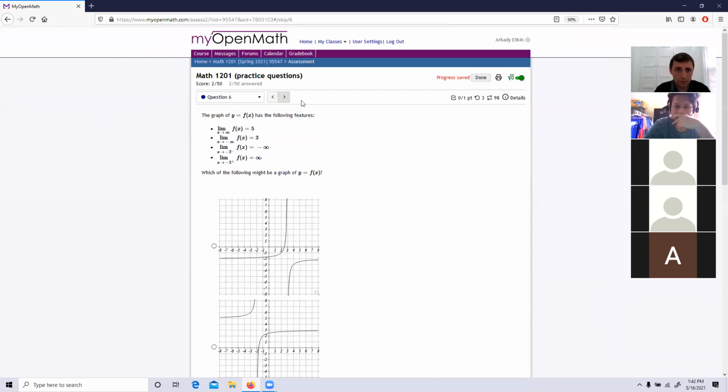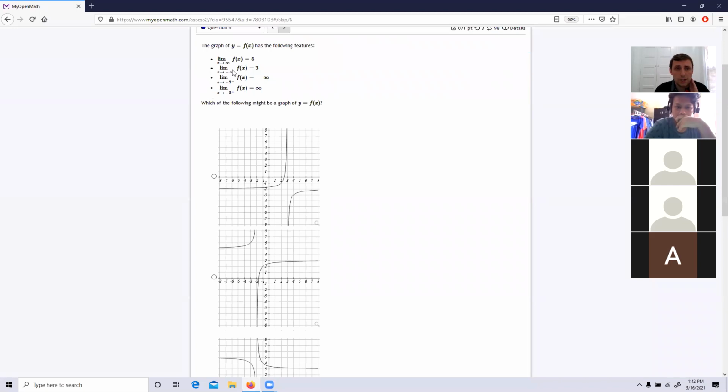All right, onwards. What about this one, guys? Which of the graphs match this situation? If I approach infinity, I get to 5. If I approach minus infinity, to 3. And minus 2 from the left, it's minus infinity, and from the right, plus infinity.